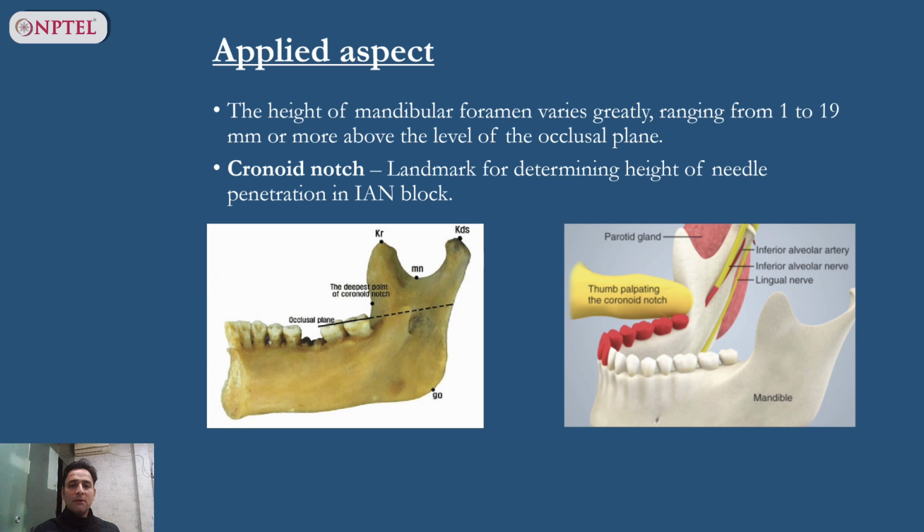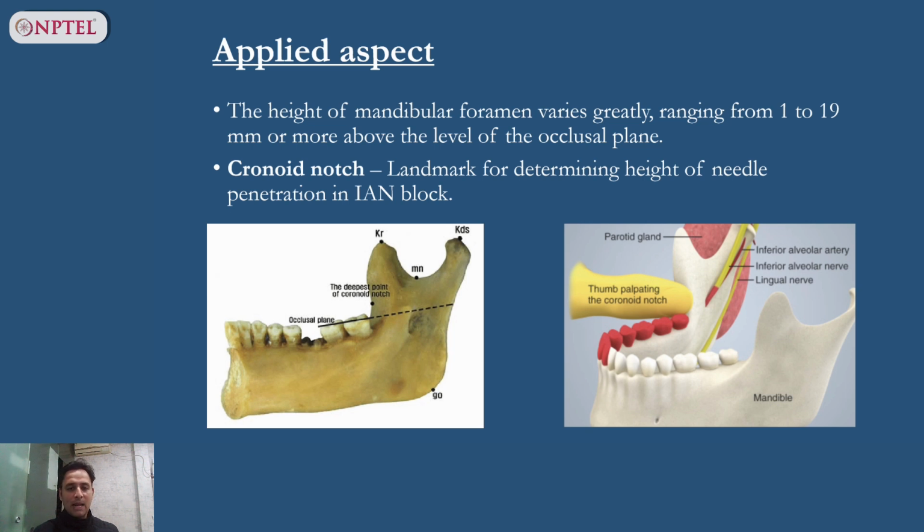The height of the mandibular foramen varies greatly, ranging from 1 to 19 mm or more above the level of the occlusal plane. That is why the coronoid notch is a more reliable landmark for determining the height of needle penetration while giving the inferior alveolar nerve block. The coronoid notch lies along the anterior border of the ramus, and that is the deepest point along the anterior border of the ramus of the mandible.